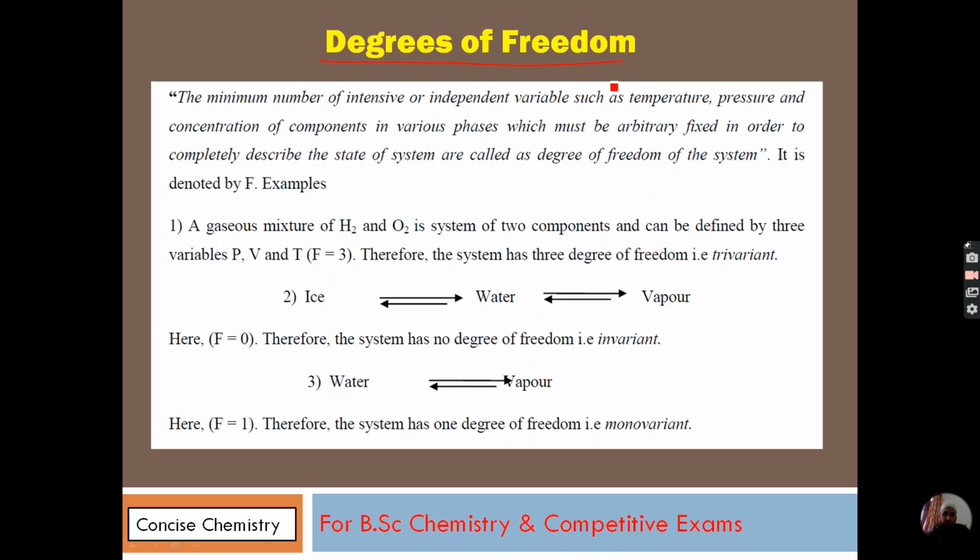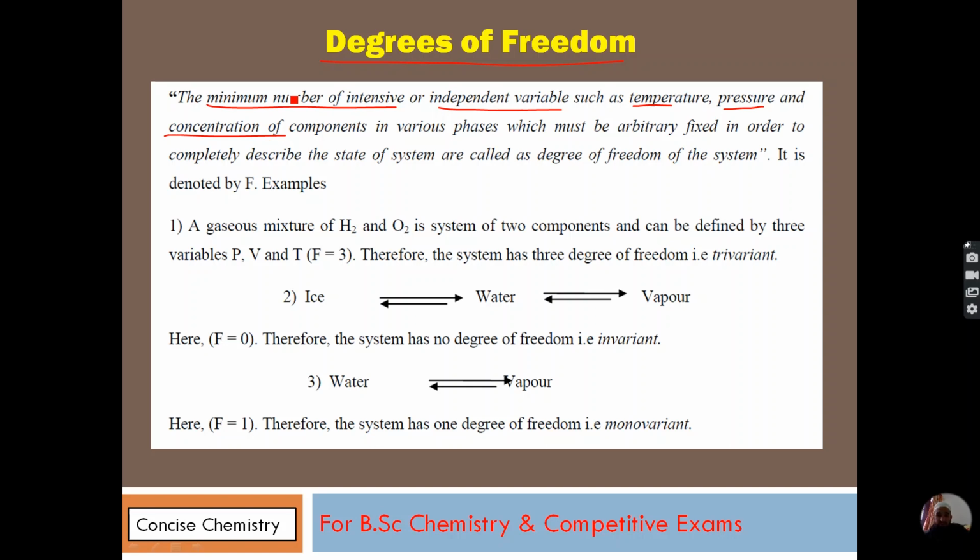This is our topic number 1. The degrees of freedom means the minimum number of intensive or independent variables, variables like temperature, pressure and concentration, or you can say composition. So there are 3 variables: the temperature, pressure and composition.